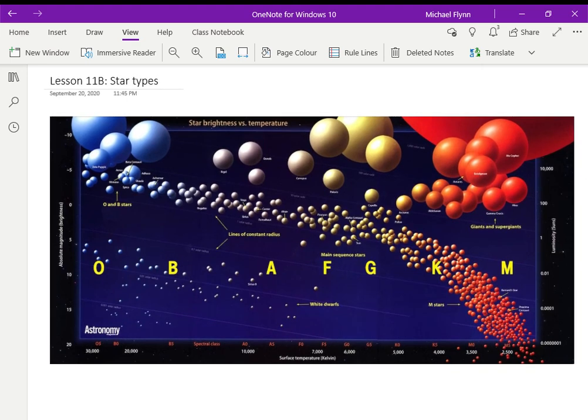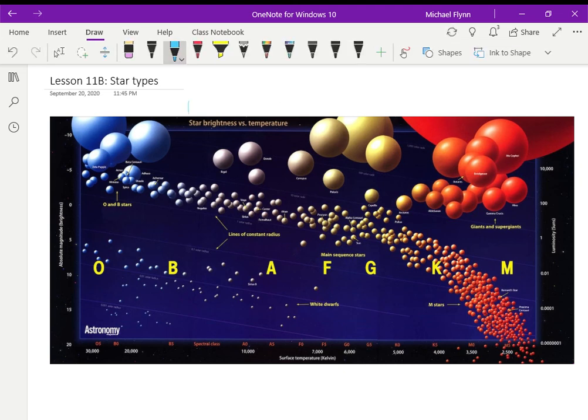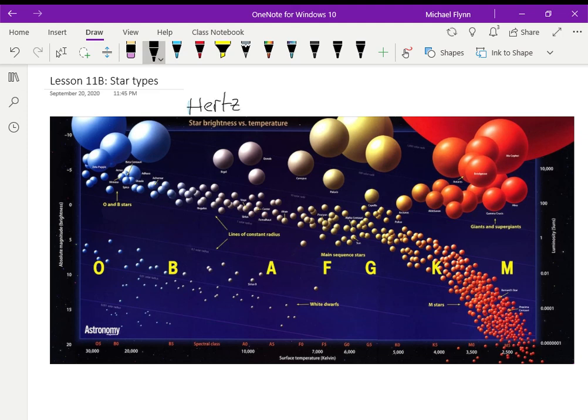Okay, so here we have, this is called a, what is it called? Hertzsprung-Russell diagram. Gosh, afternoon is my sleepy time. So this is called a Hertzsprung-Russell diagram, named after two scientists. Now here's the deal.